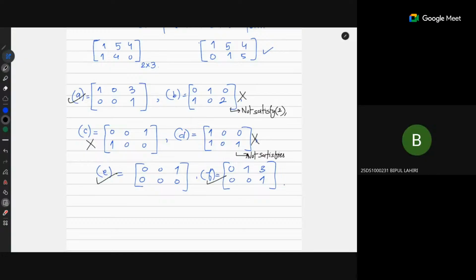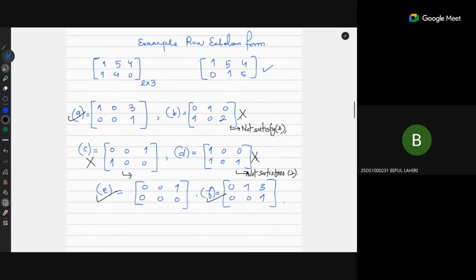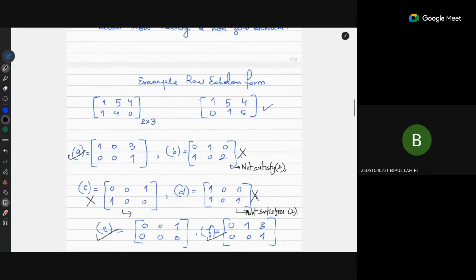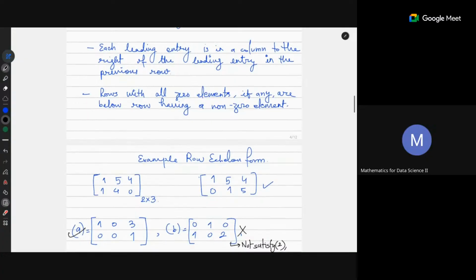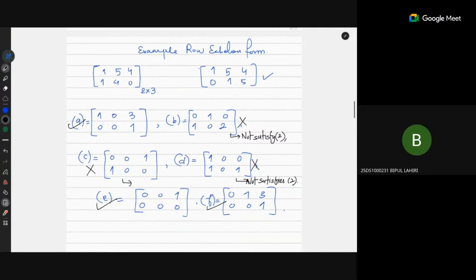Sir, can you go one by one? In the B case, it does not satisfy the first condition. For the A case, in the second row the one is there, but it is in the third column, not in the second column. Then how can it be row echelon? Which condition does it violate? It should be to the right of it. No, the third column is also to the right of the first column. I thought that way. It's not the immediate right column. So the second one is not satisfied.